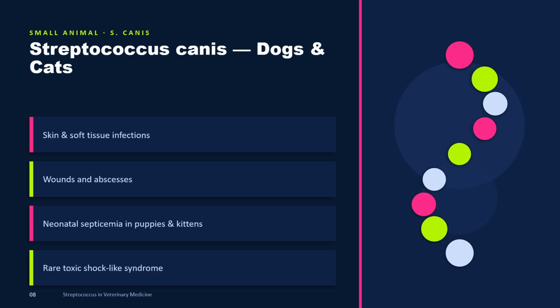Streptococcus canis is the most common pathogenic species in small animals. It's part of the normal flora but can cause disease when the skin barrier is compromised. It's often isolated from wounds, abscesses, and soft tissue infections. In neonatal puppies and kittens, it can cause septicemia, especially in crowded or stressed environments. There are also rare but dramatic cases of toxic shock-like syndrome where dogs develop rapid, severe systemic illness. These cases require aggressive treatment and supportive care.